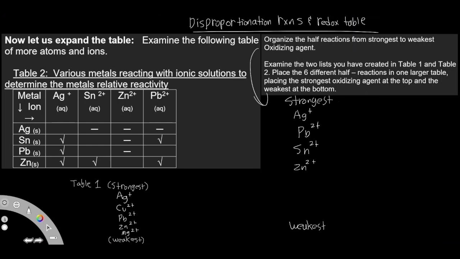So the question after that says, place the 6 different half reactions in one larger table, placing the strongest oxidizing agent at the top and the weakest at the bottom. Okay, so I'm just going to split this up a little bit. And why do they say 6 different half reactions? Let me show you. So again, we have strongest on the top and weakest on the bottom. Ag+ seems to be the strongest. Okay, so let's get rid of this Ag+, let's get rid of that Ag+. What else do we have after that? We have the Pb2+ and this Pb2+.